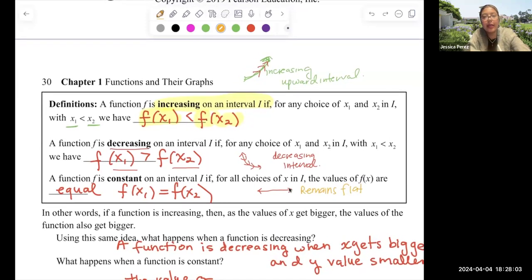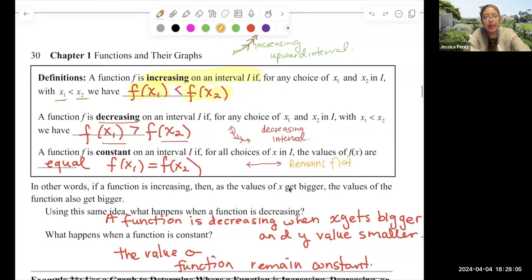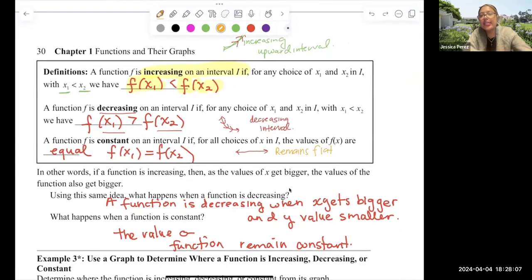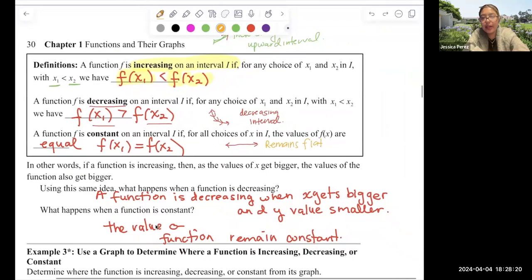So that's how that looks. In other words, if a function is increasing, then as x gets bigger, the function also gets bigger. Using the same idea, what happens if the function's decreasing? A function is decreasing when the values of x get bigger, but the y values get smaller. What happens when the function is constant? A function is constant when it remains the same.